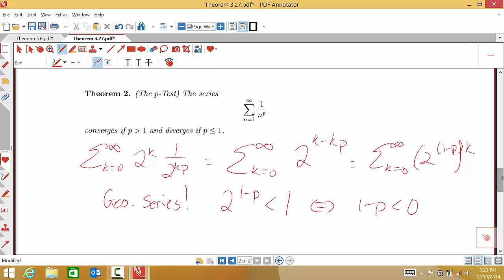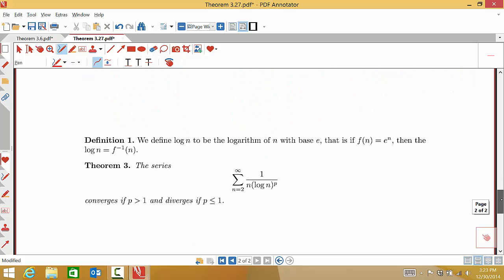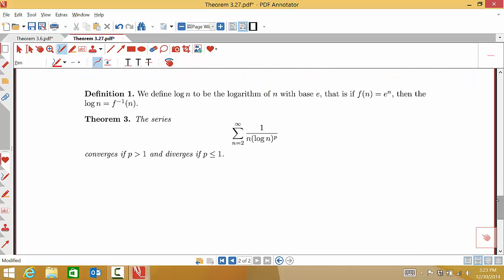Now once we have the p-test, we can extend this. A nice extension we can do is we can start talking about logarithms. So we'll define log n to be the logarithm of n with base e, e being the natural number. So that is, if f of n is e to the n, then log n is f inverse of n. You can prove that e to the n is a one-to-one function. The logarithm is well defined as well. Now from this, we can go ahead and define that the series 1 over n times log n to the p converges if p is greater than 1 and diverges if p is less than or equal to 1.